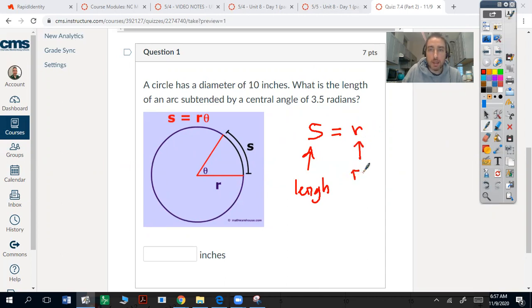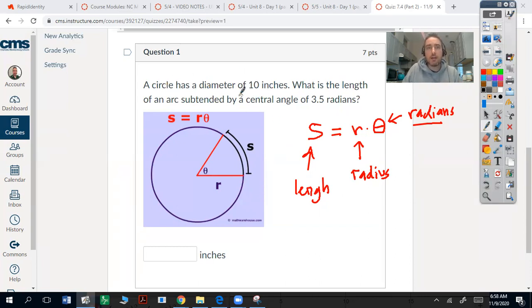So R is radius. We don't want to confuse the R for radius with radians, so we use a different symbol for that. So we use the angle, and that's radians. It's a different way to measure an angle in a circle, and we can explore that in a different lesson. So in this case here, a circle has a diameter of 10 inches.